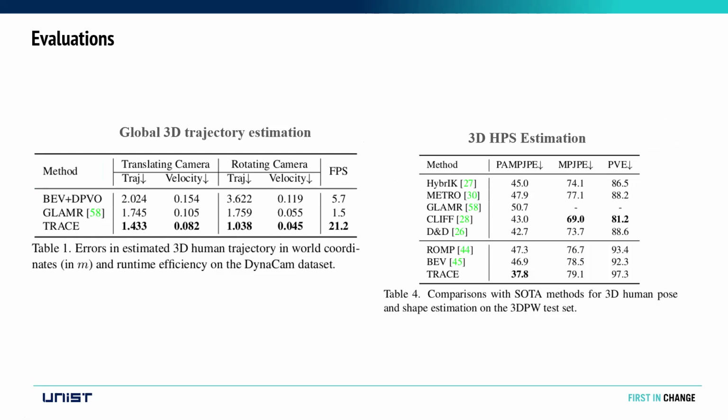These are the tables showing the results of TRACE. First of all, they estimate the global 3D trajectory with two baselines, the first one being GLAMR. According to the results shown here, we can see that TRACE can outperform the previous benchmarks in terms of global 3D trajectory. And for 3D human pose and shape estimation, TRACE can achieve good accuracy in terms of PA-MPJPE compared to the previous methods.